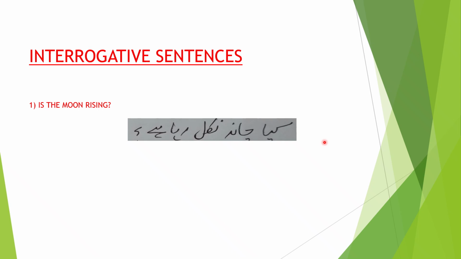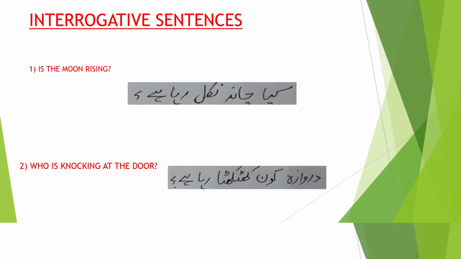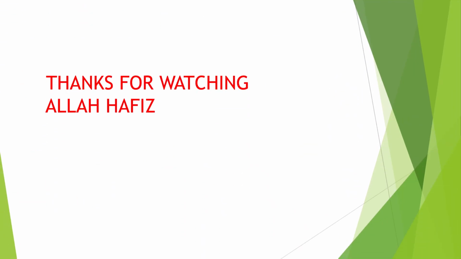Very well done. Another example from your book is darwaza kaun khatkhata raha hai? Darwaza, door, khatkhata, knock. Let's look at the translation. Who is knocking at the door? You have understood clearly how to translate Urdu sentences into English, how to identify sentences in present continuous tense, and how to apply rules to change them into English. Hope this helps. So please practice the rest of sentences in your notebooks. Thank you.